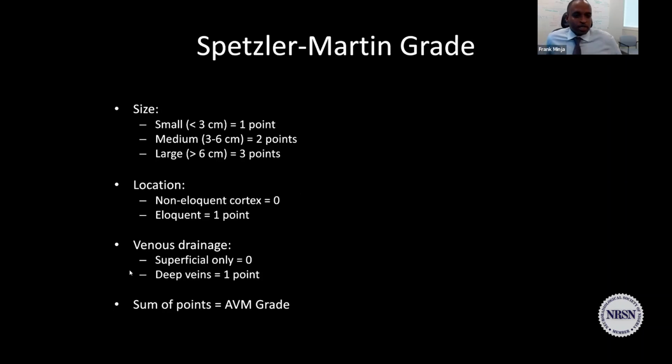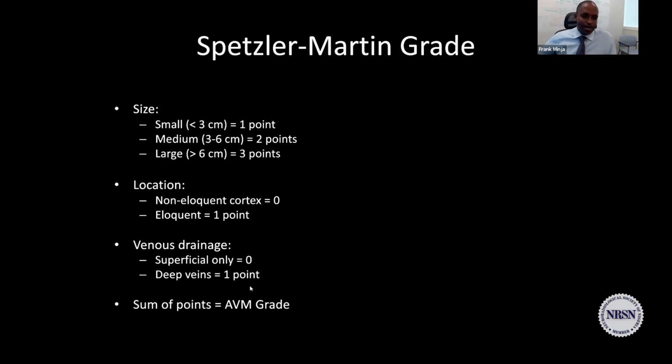So here's the grading system. They get 1 point for each one of those things. And the sum of the points gives you the Spetzler-Martin grade. So if it's less than 3 centimeters, 1 point. 3 to 6 centimeters, 2 points. Greater than 6 centimeters, 3 points, right? Non-eloquent, 0 points. Eloquent, 1 point. If it's draining superficial only, that's 0 points. And deep veins is 1 point.